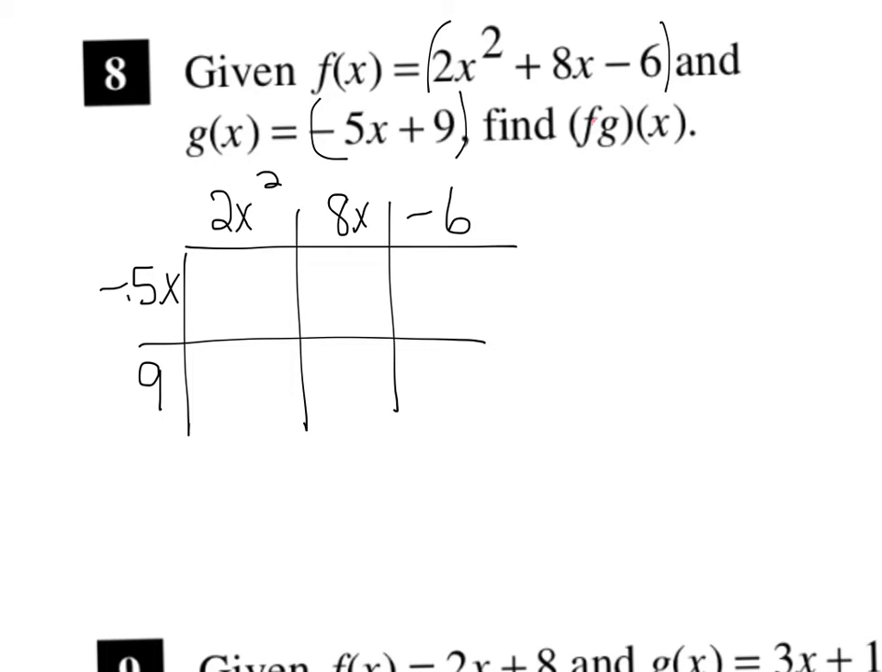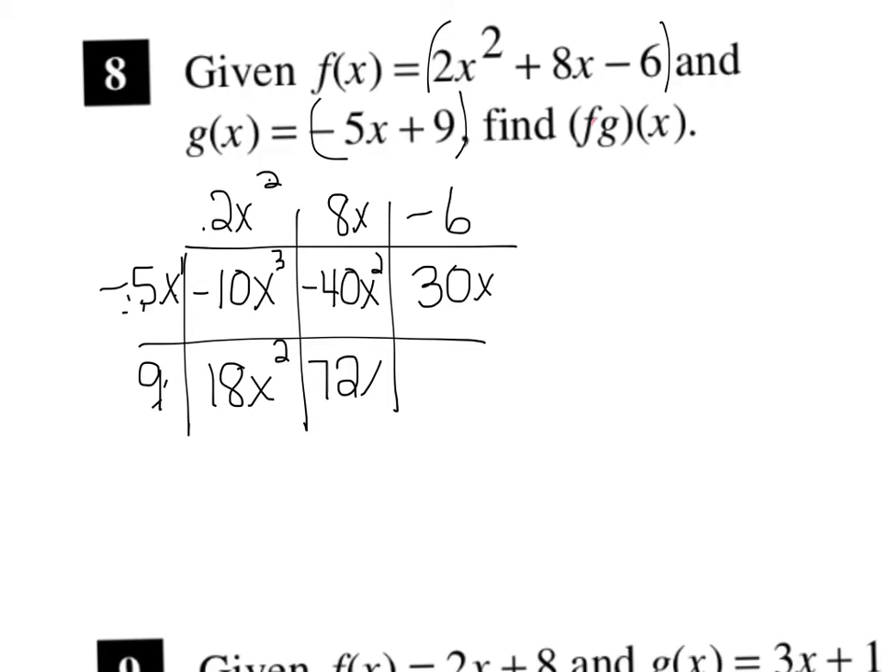So now we multiply. Negative 5 times 2 is negative 10. X to the first times x to the second is x to the third. Negative 5 times 8 is negative 40. And x times x is x squared. Negative 5 times negative 6 is positive 30 with an x. 9 times 2 is 18 with an x squared. 9 times 8 is 72 with an x. And 9 times negative 6 is negative 54.